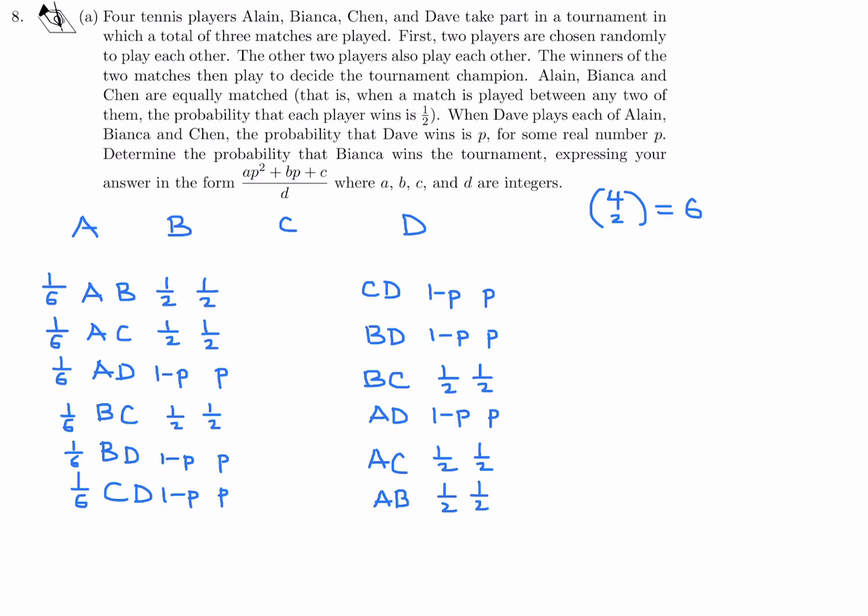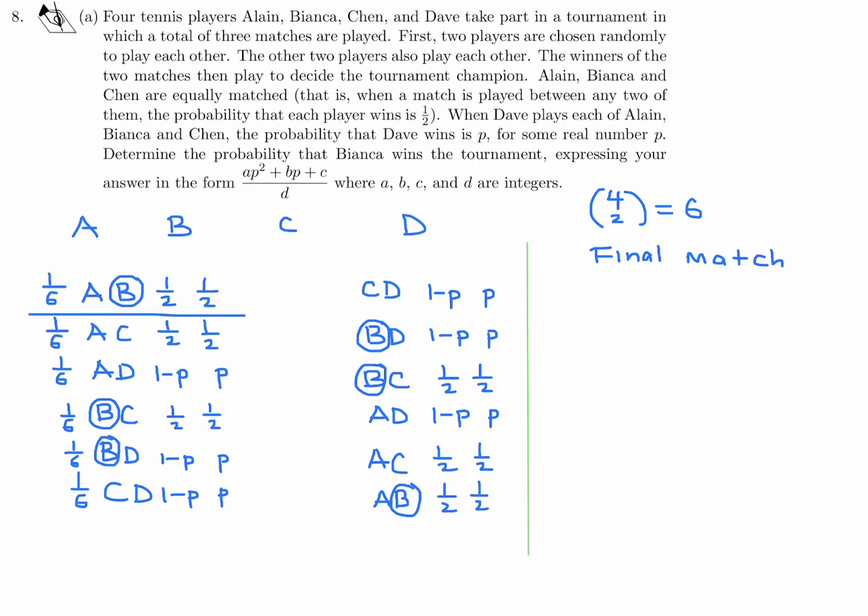Now we have to start talking about what happens in the final match. So for example, we want Bianca to win the tournament. So she must win here. Wherever she is, she must win that initial match. That's the only way she can advance to the final match. The final match is between the 2 winners. So the final match, I'll write that here. Final match. That's the match that is used to decide who is the tournament champion. It's the winners of the 2 matches.